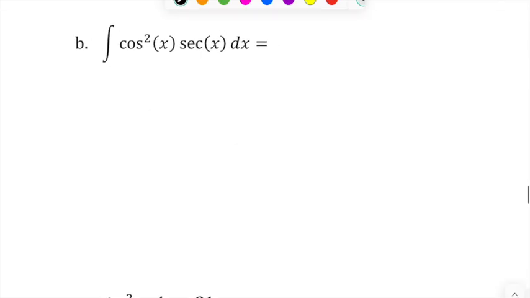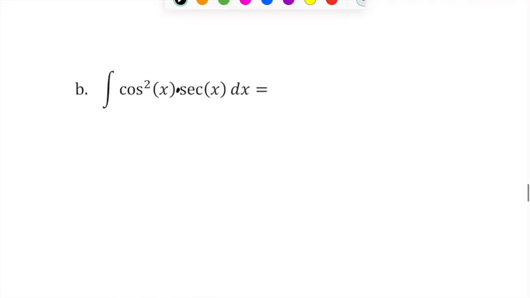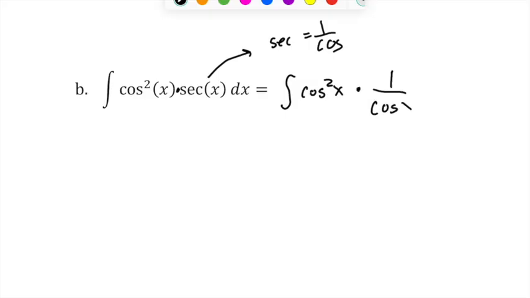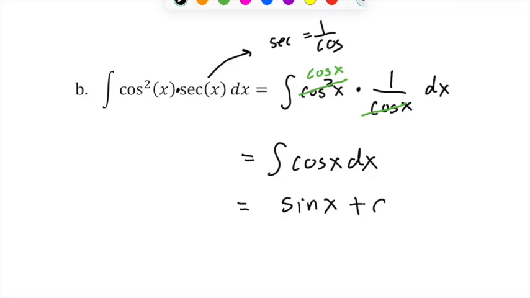This one, so this looks like a nightmare. We have two things that are multiplied together, but this can be simplified. If you can recall, secant is equal to 1 over cosine. So if we simplified this first, we're going to get cosine squared of x times 1 over cosine of x dx. Now here we have one cosine cancel from the bottom. And this function just simplifies to cosine of x dx. Now the integral of cosine is going to be sine of x plus your constant.